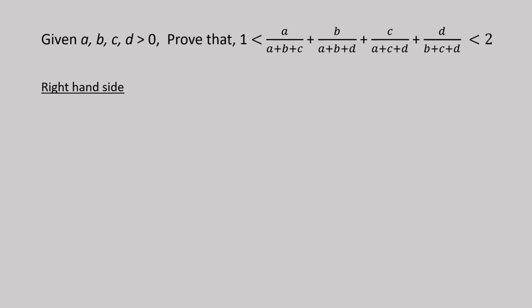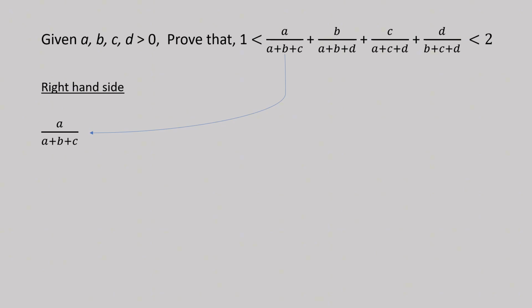Now we start with the right-hand side proof. Having laid the groundwork, this should be easy. You have to follow the same thinking pattern. Let's start again with the first fraction term of the expression, which is a over a plus b plus c. Since this is a positive fraction, its overall value can be increased if we decrease the denominator, right?